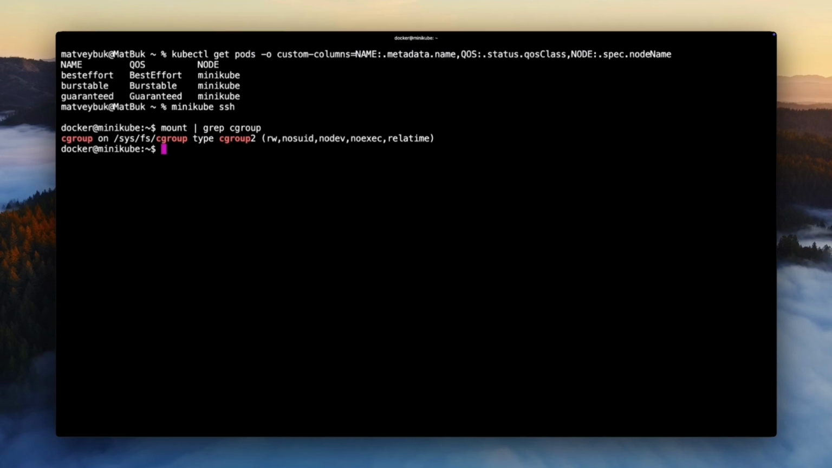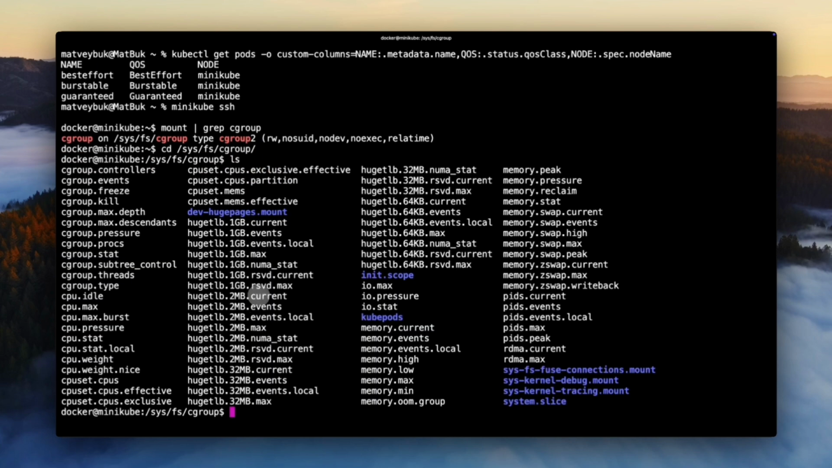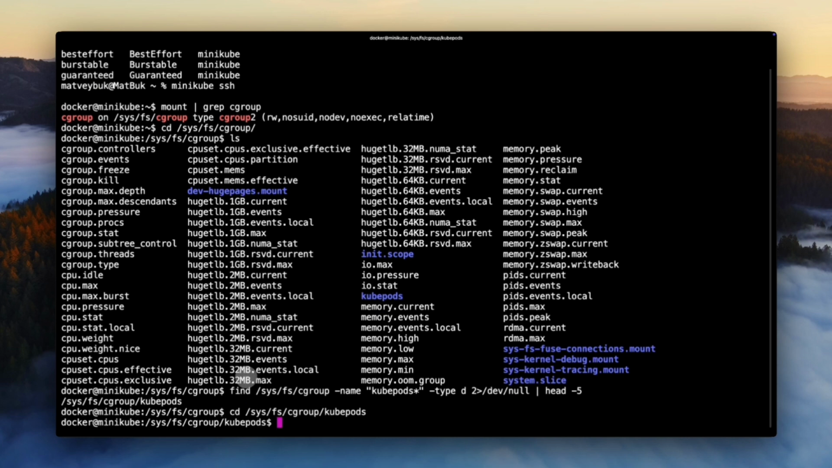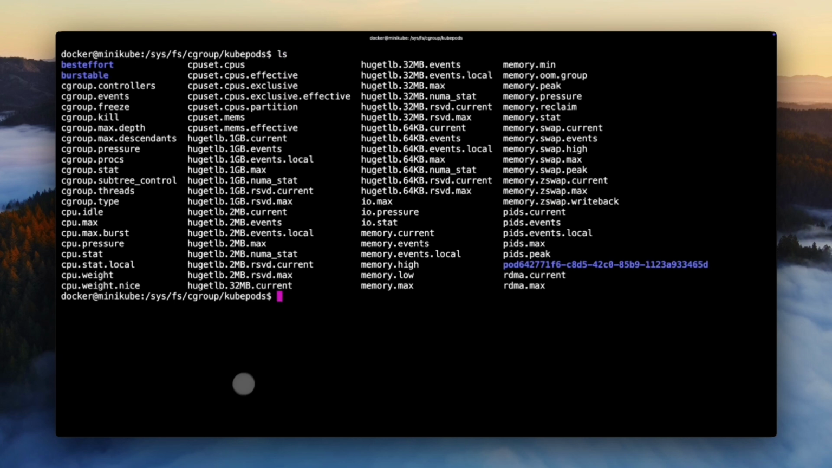Let's look for kubepods. It might be under system.slice in some configurations. Minikube typically uses the cgroupfs driver, not systemd, which creates sysfs cgroup kubepods. It's just a simple directory, no .slice suffix. But some systems with a systemd cgroup driver use .slice suffix. So let's check what we have.